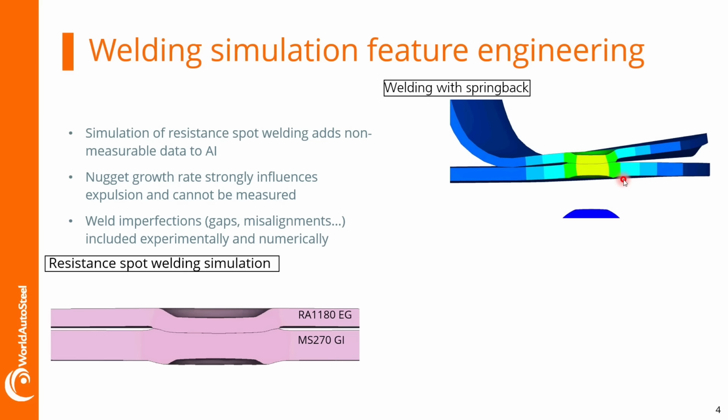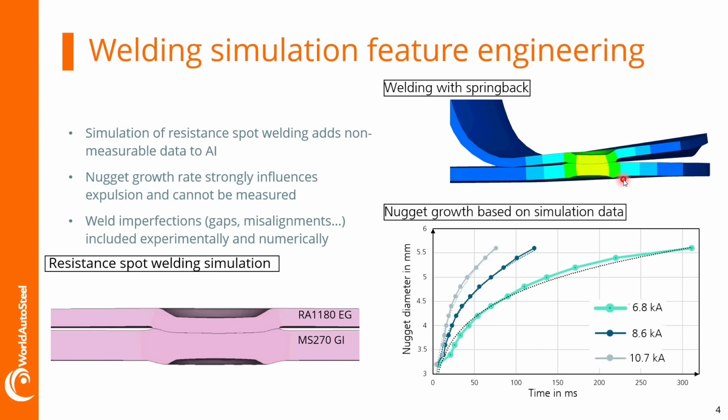How does that look before we put it into the AI? We have nugget growth based on the simulation data with increasing currents, so 6.8 kiloamperes leads to a nugget growth rate that looks somewhat like that. And if we increase the current, the nugget will grow more quickly. This is also known to be a cause for expulsion. And here you can also see a dashed line. This is a simple polynomial fit.